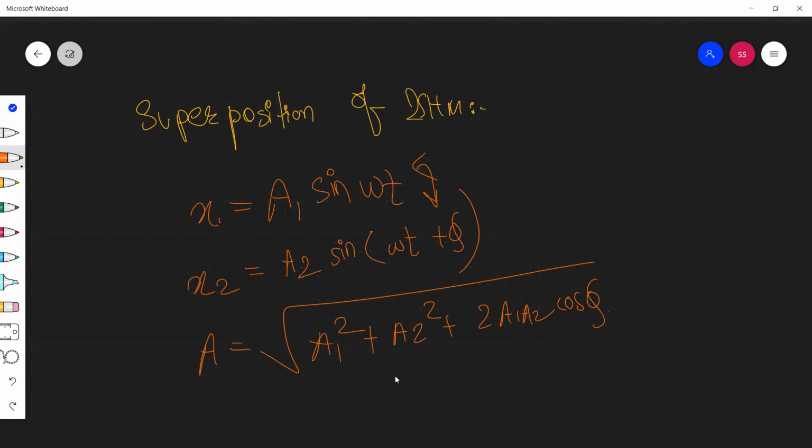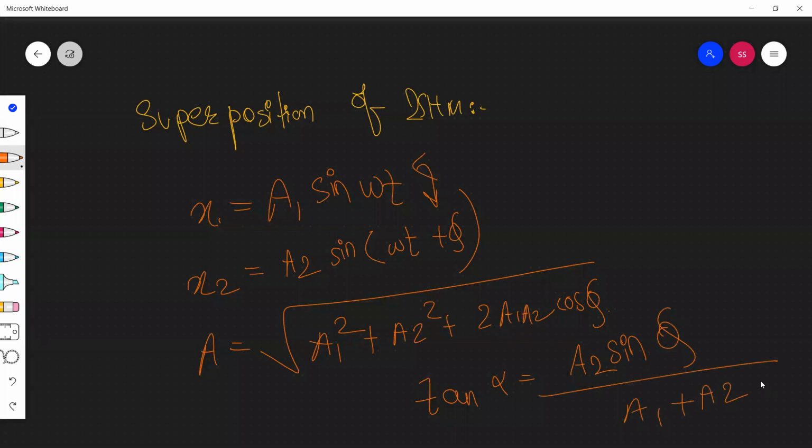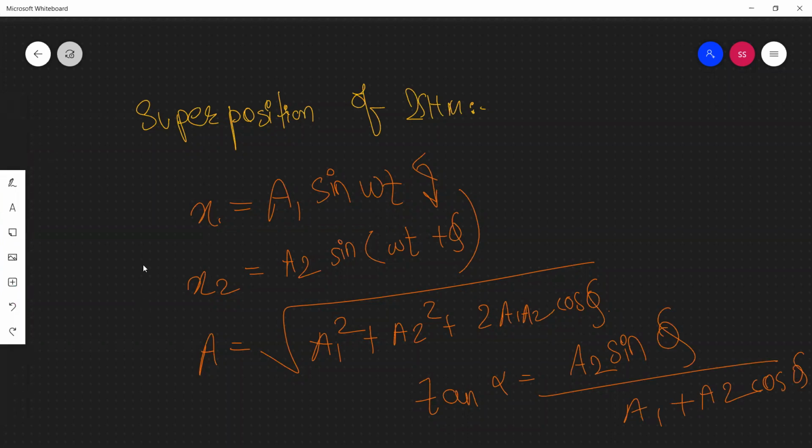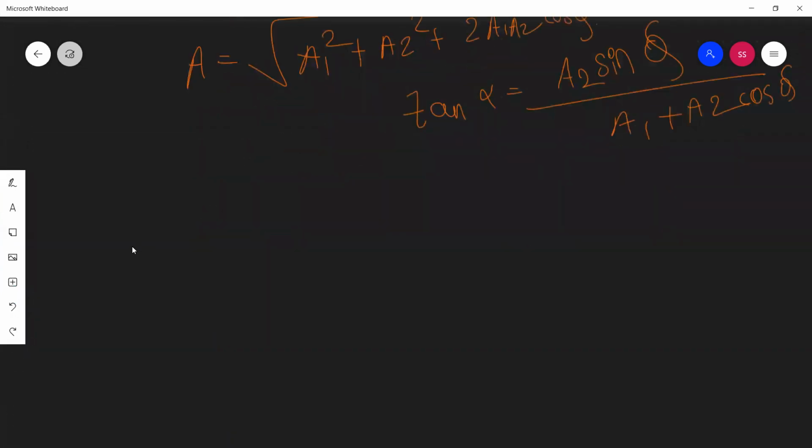उसके बाद में उन दोनों के बीच में का एंगल हो जाएगा tan अल्फा इज गिवन बाय tan अल्फा इज इक्वल्स टू a2 sin phi divided by a1 plus a2 cos phi. You need not remember the formula. आपको ये फॉर्मूला रिमेंबर नहीं करना चाहिए, बिकॉज आप इसको सीधा कोरिलेट कर सकते हो वेक्टर से.